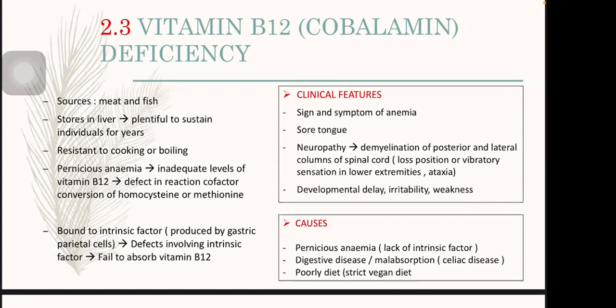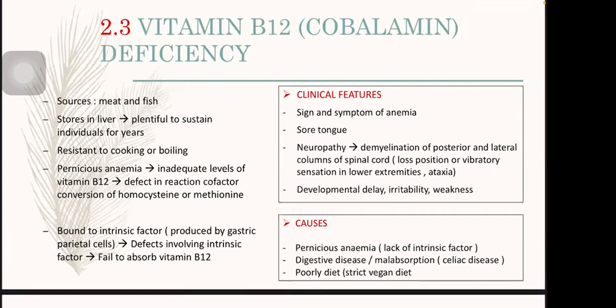Some of the clinical features are the signs and symptoms of anemia, sore tongue in severe cases, and neuropathy. As I said just now, it can cause demyelination of the posterior and lateral columns of the spinal cord, which can cause loss of position and vibratory sensation in the lower extremities, or ataxia. Other clinical features are developmental delay, irritability and weakness, if the deficiency is quite severe.